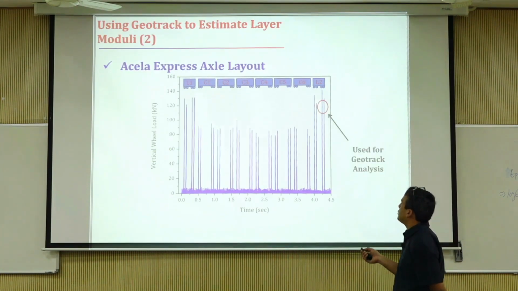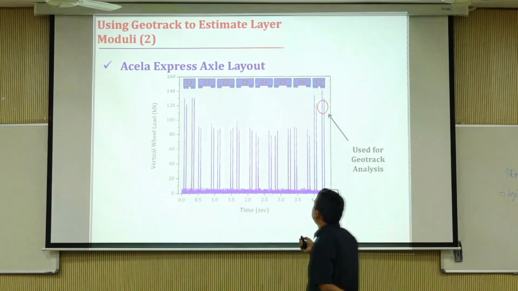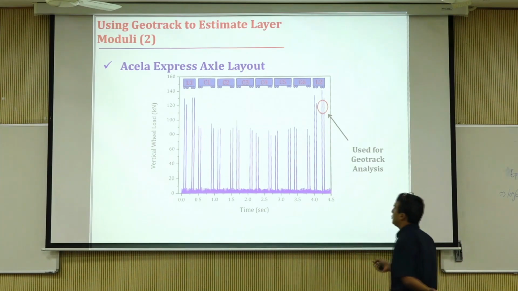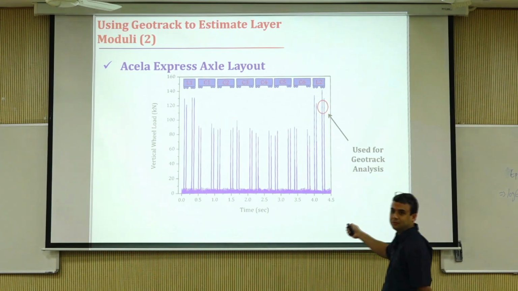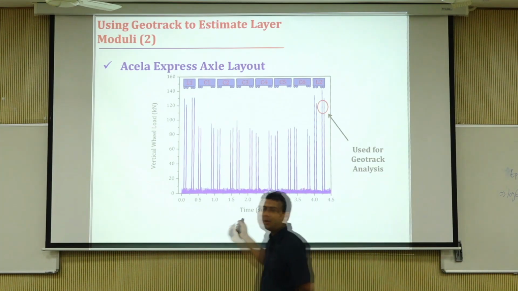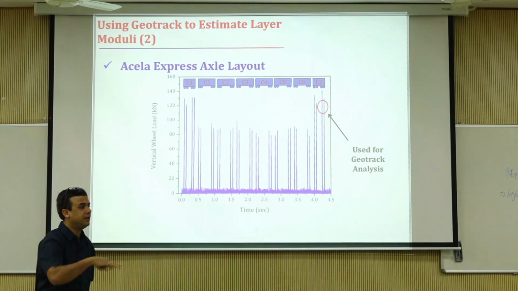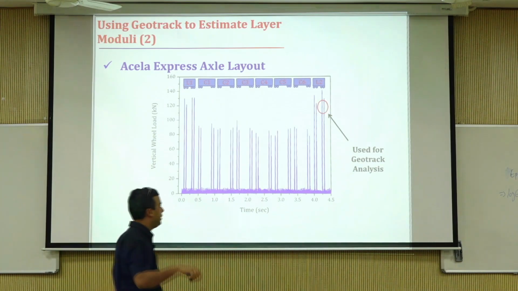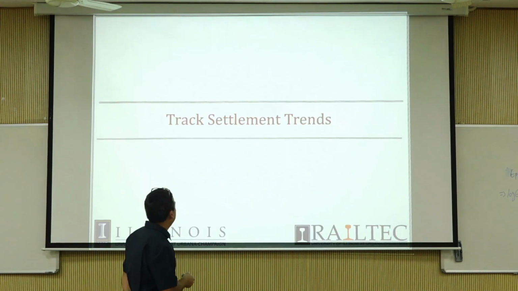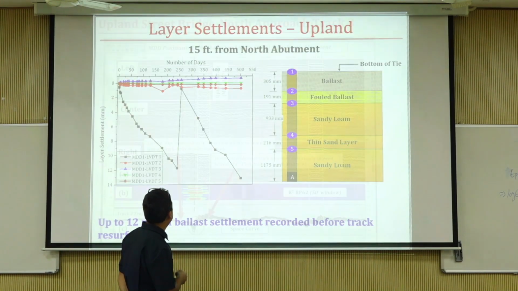This is Acela Express. Basically, this is a type of train. It has 32 wheel axles, and this is the beauty of instrumentation. You can actually take a look: 1, 2, 3, 4, 5, 6, 7, 8, 9, 10, 11, 12, 13, 14, 15, 16, 17, 18, 19, 20, 21, 22, 23, 24, 25, 26, 27, 28, 29, 30, 31, 32. That's 32 axles right there. You can count it. This is your load cell measurements on the track as the wheels are going, right? And these are the track settlement trends.